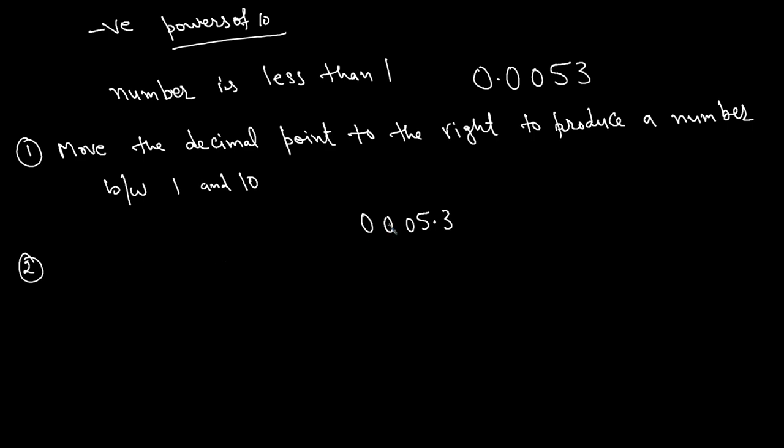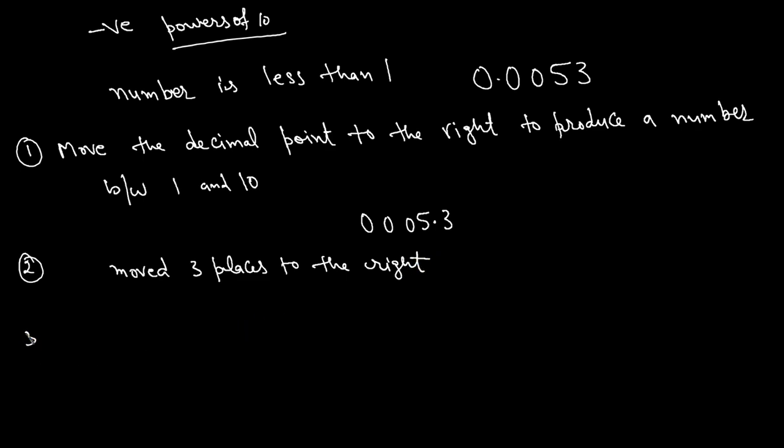So second step is now count how many places the decimal point in the original number was moved. Okay, so how many places it moved? It moved from here 1, 2, 3. So it moved 3 places. So count how many places the decimal point in original number was moved. So decimal point moved 3 places to the right.